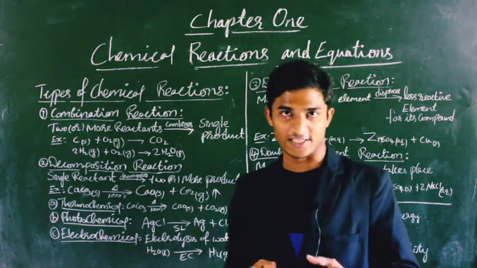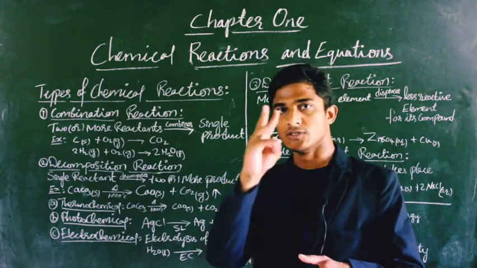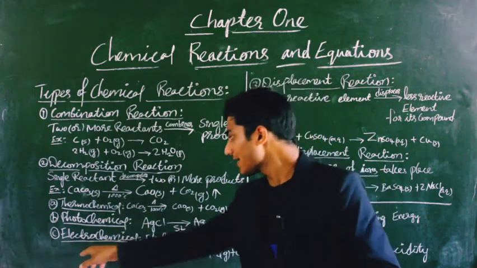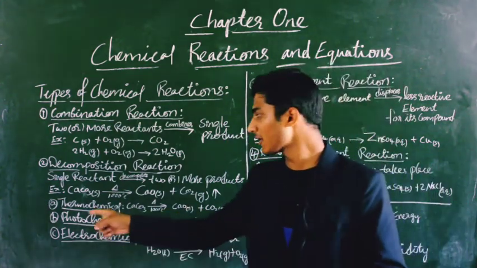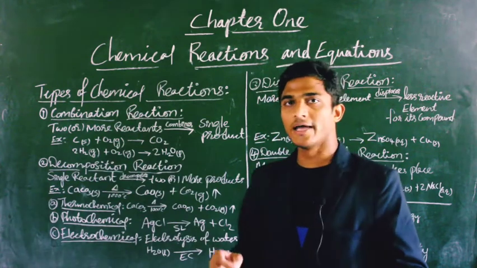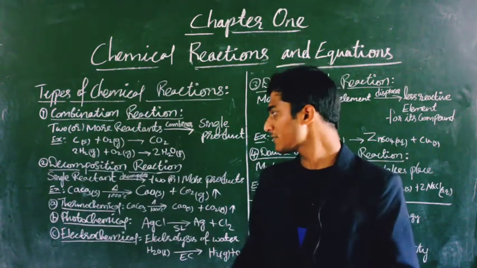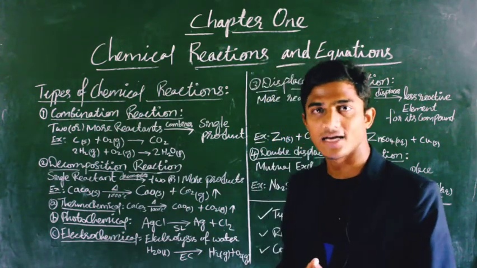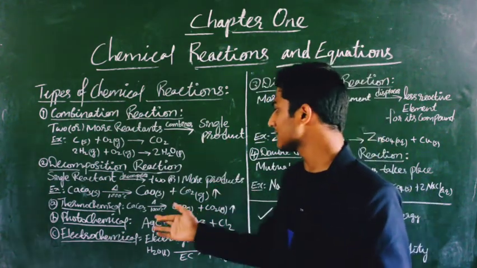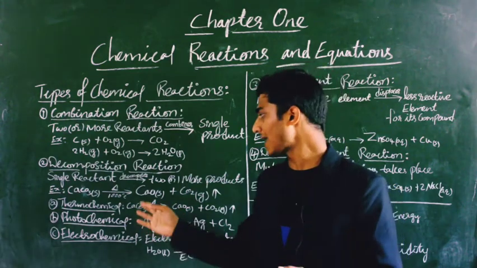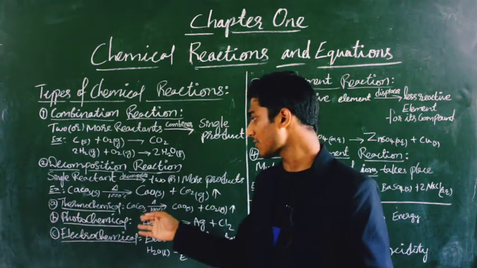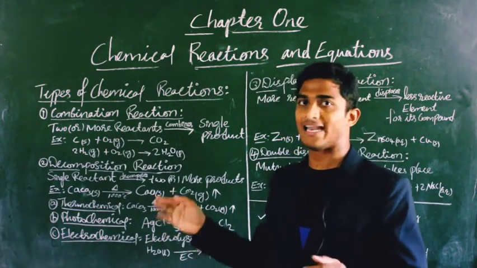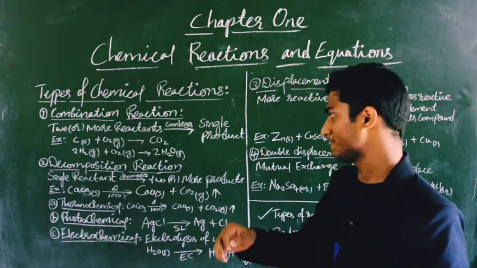This decomposition reaction is divided into three types that are thermochemical, photochemical and electrochemical. What is thermochemical reaction? A chemical reaction that takes place with the help of heat is known as thermochemical reaction. Example, we have already seen many times, that is limestone, calcium carbonate. We are treating calcium carbonate at 1000 degrees centigrade to form quicklime, calcium oxide, and carbon dioxide.